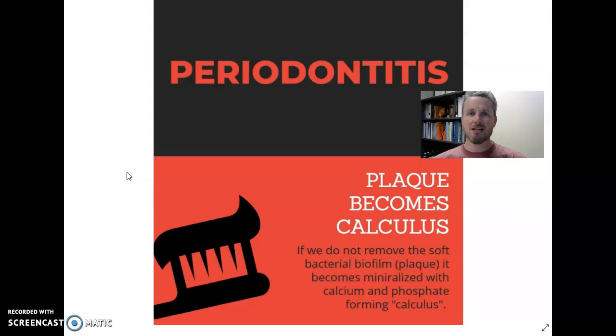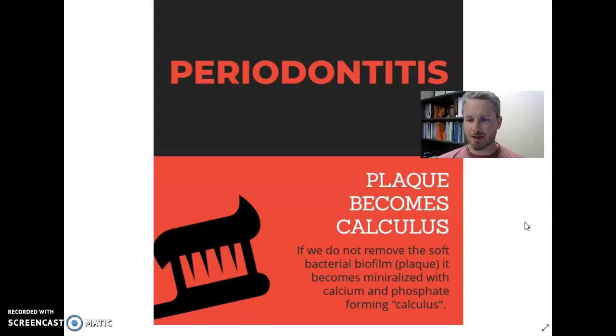So the first key to periodontitis is that it sort of progresses from the plaque formation we learn about when we talk about dental caries or cavities. So our mouth forms this biofilm, or bacteria in our mouth form this biofilm that we call plaque. And we should brush our teeth every day to remove that plaque. It protects us from cavities, but it also protects us from periodontitis.